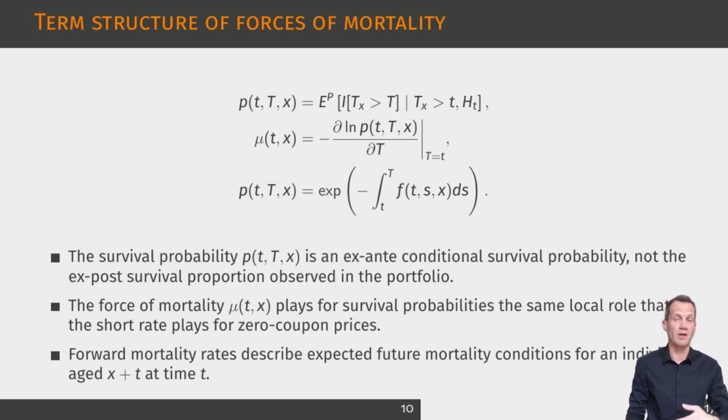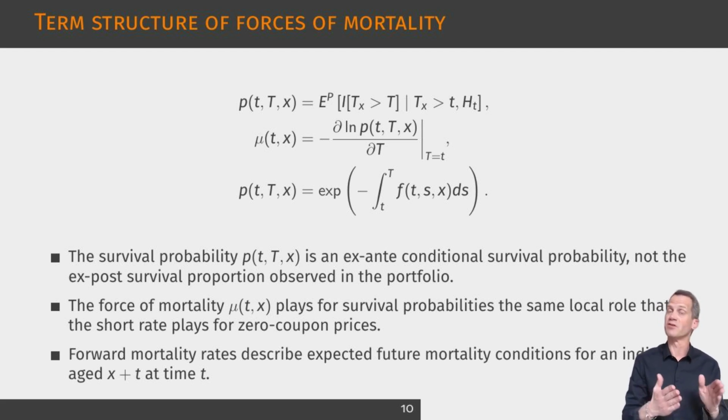The chapter also defines forward mortality rates, which describe mortality expected for future ages and future calendar dates. This is important because a life insurer does not only need today's mortality by age, it needs a projection of future mortality for insureds who will age over the lifetime of the contract.